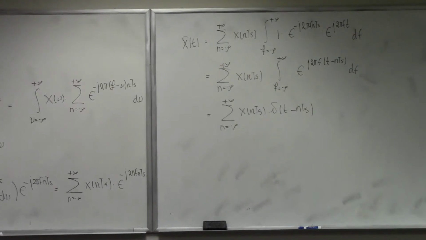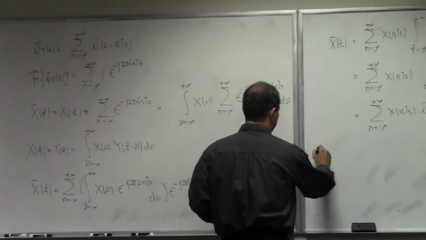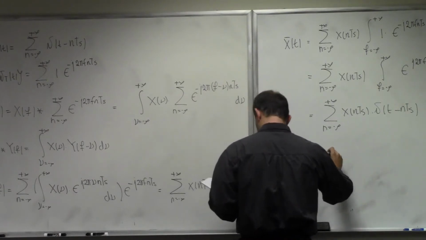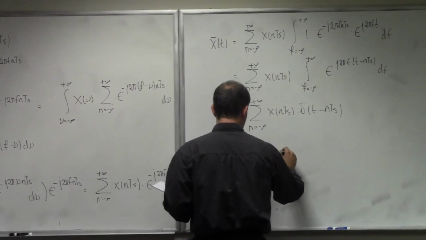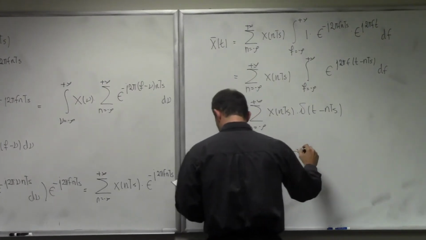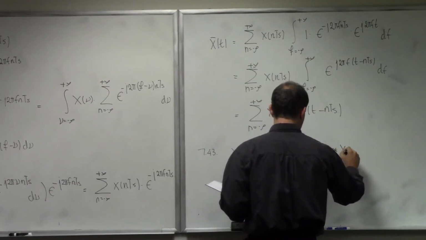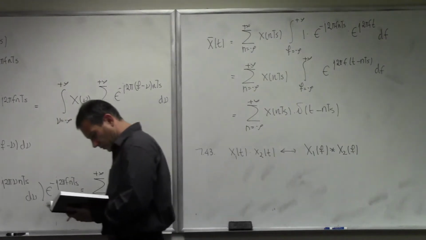So 743, okay, 743 is this one here. This is 743. Saying that x1 of t, x2 of t have a Fourier transform as x1 of f convolved with x2 of f. That's the frequency convolution.